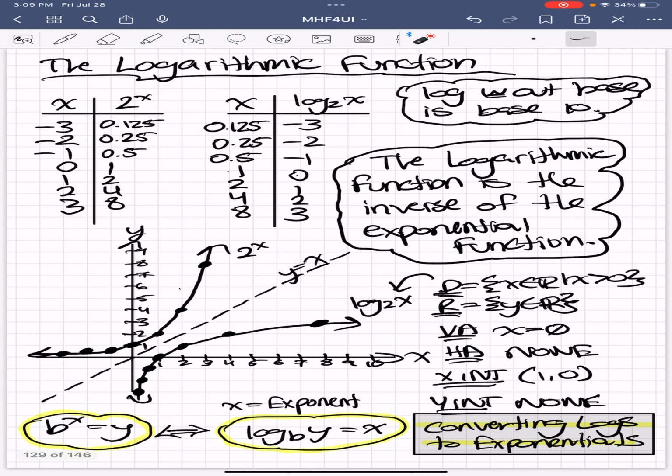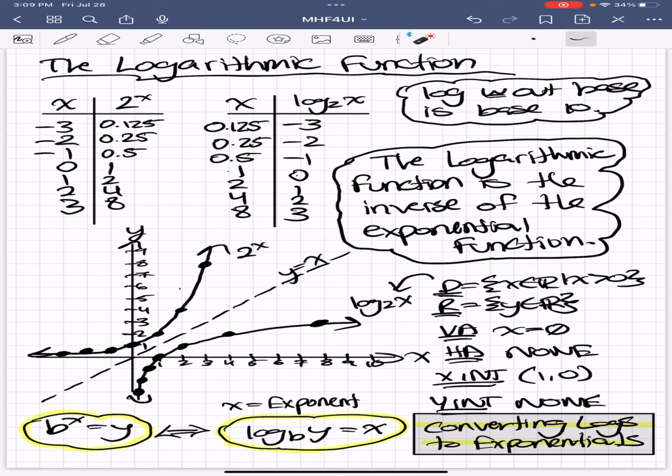So let's begin. If a log is without a base, assume the base is 10. If it doesn't have a number there, just assume it's 10. The logarithmic function is the inverse of the exponential function. If you've taken previous mathematics courses, you should know what the inverse is. It's just interchanging x and y within a function and then solving for y, and you get a new function, and that new function is the inverse of the original function.